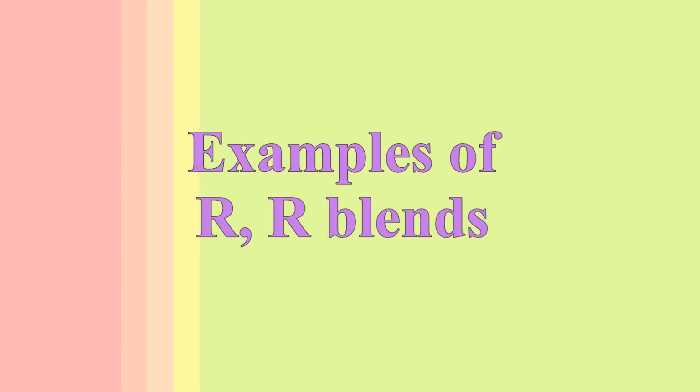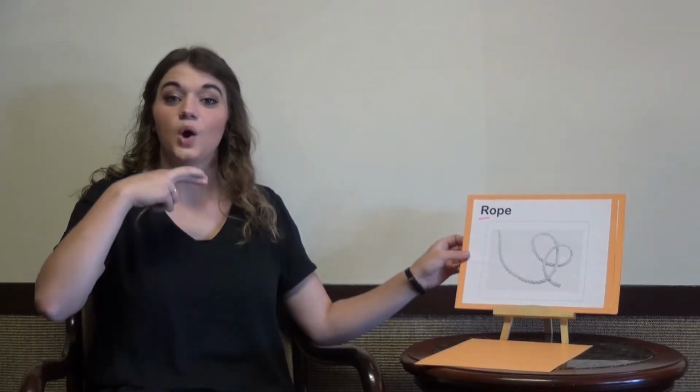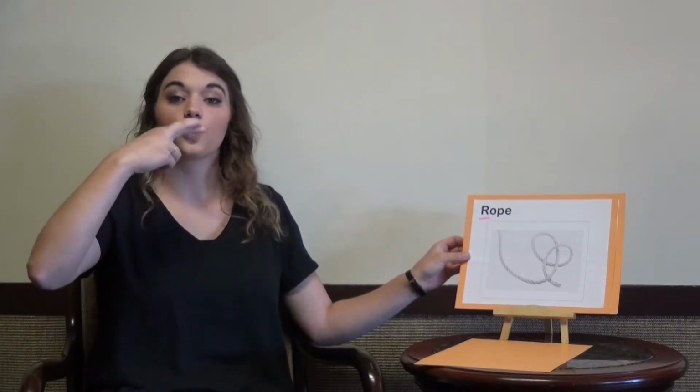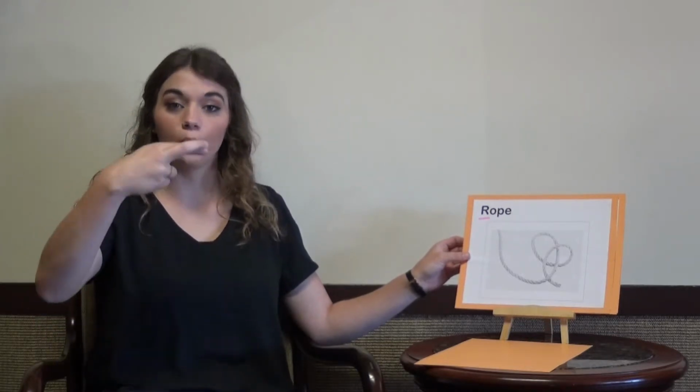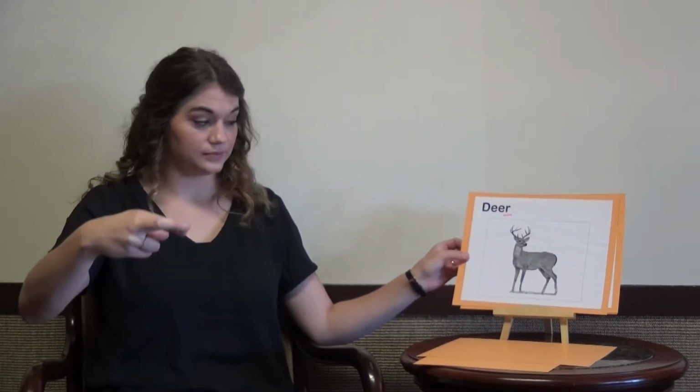And now that we know what the prompts look like, here are some examples of each of the sounds in the beginning of the word, the end, and sometimes in the middle. R is R, R, such as rope, rope, and deer, deer.